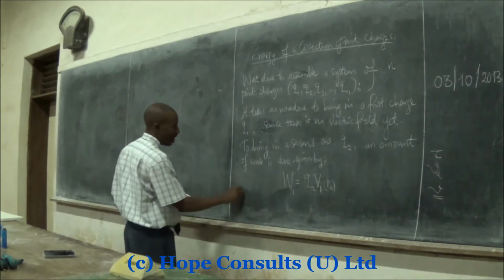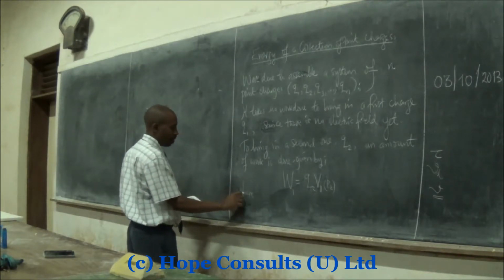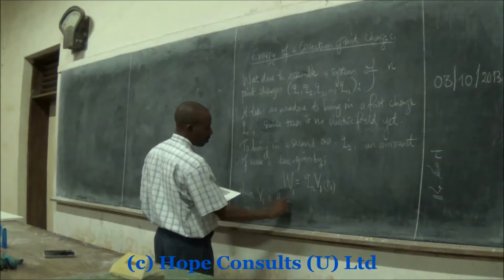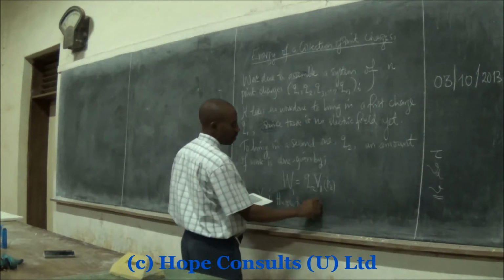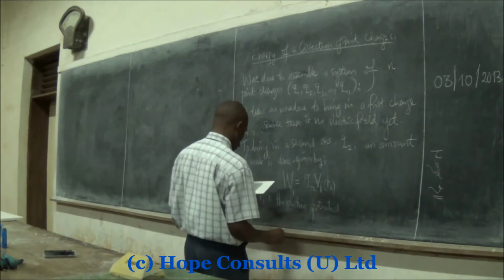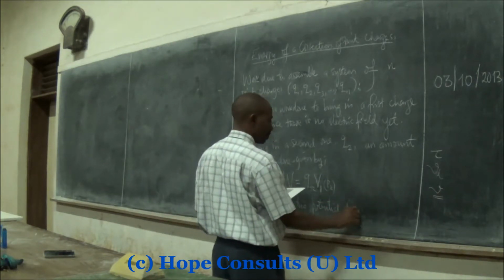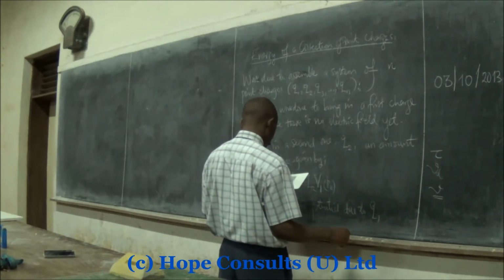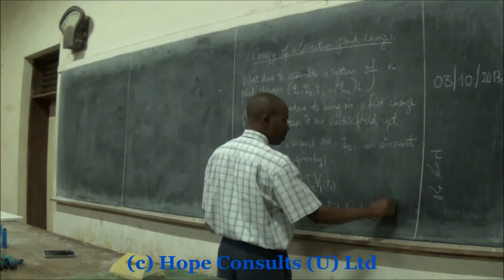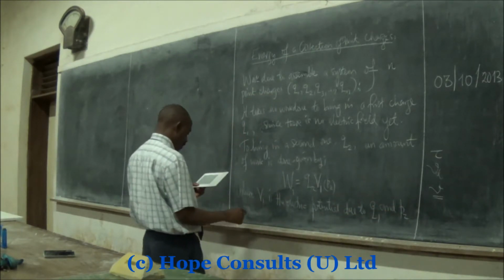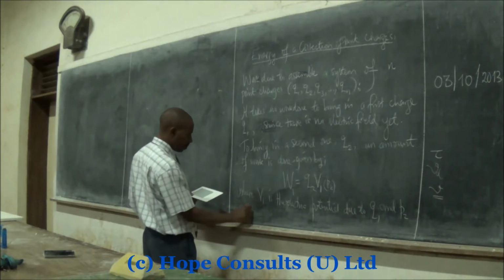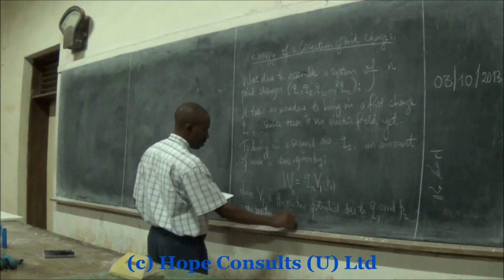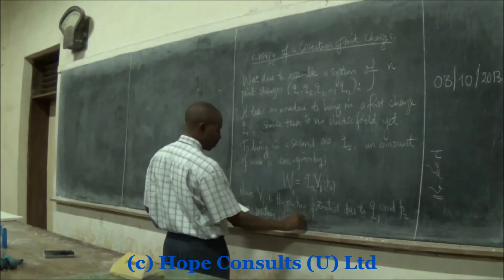So this is where V1 at P is the electric potential due to Q1, and P2 is the position where Q2 is placed.